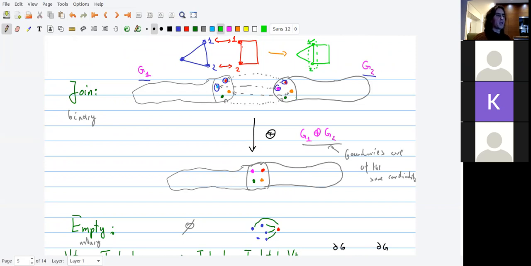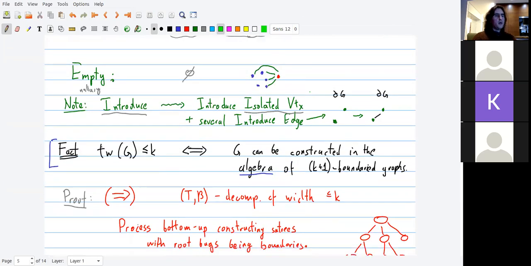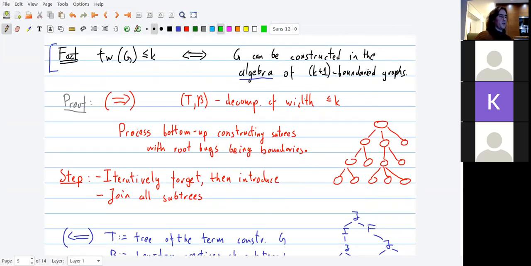So this is an operation of gluing graphs, in a sense. You should think of it like that, along small interfaces. Good. So now let's prove this theorem. Let's prove this fact that I've got Treewidth at most k if and only if I can construct my graph in this algebra. Actually, both of the implications are very easy.